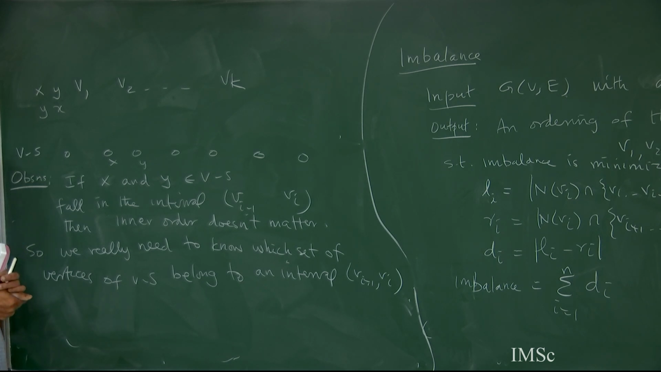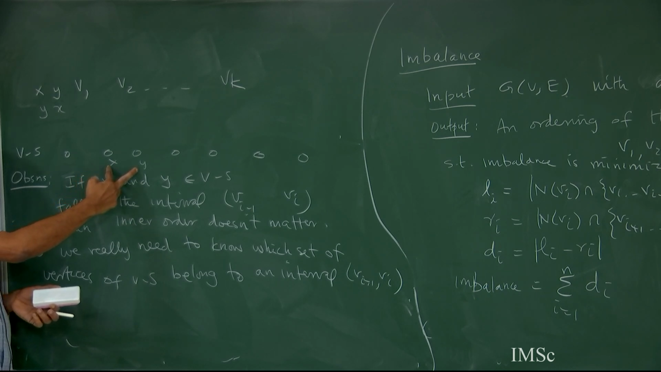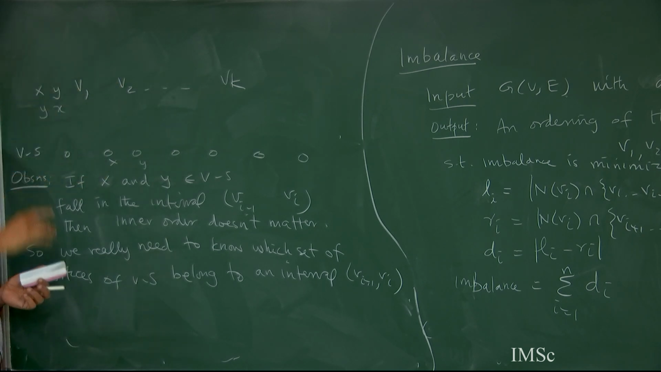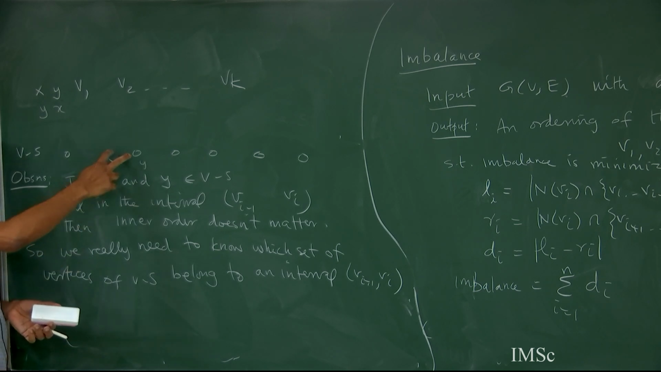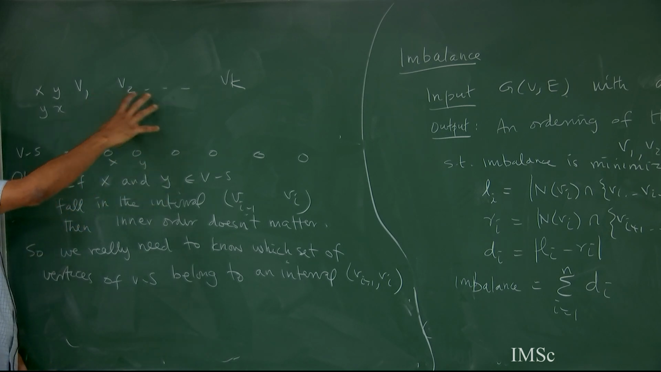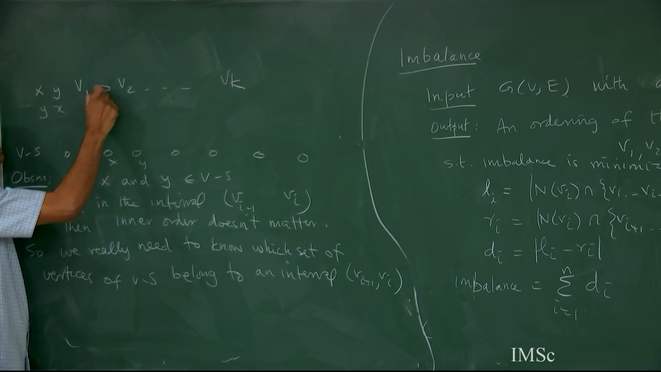Second thing, suppose two vertices have the same neighborhood among the vi's. The neighborhoods are only out there anyway, right. Suppose two vertices have the same neighborhood, so let us say there are 10 vertices which have the same neighborhood, and somehow in my optimal solution I figured out that 3 of them belong here.